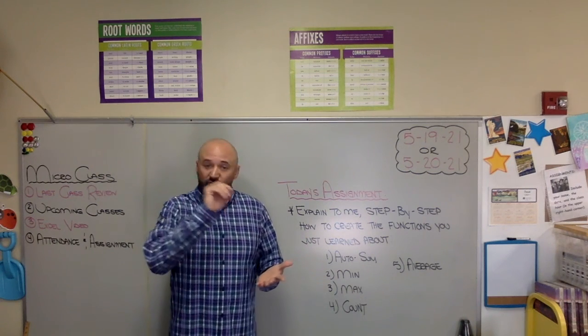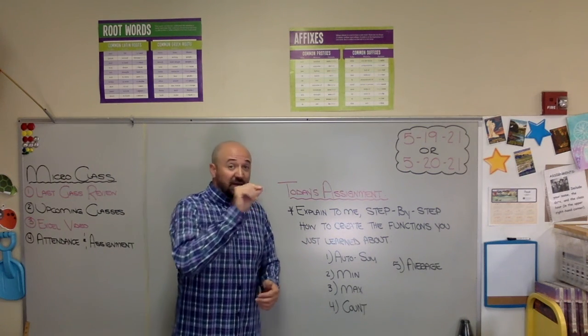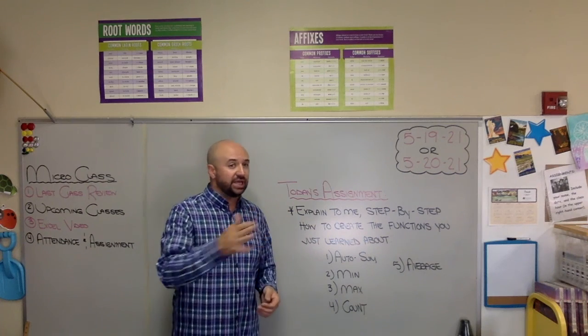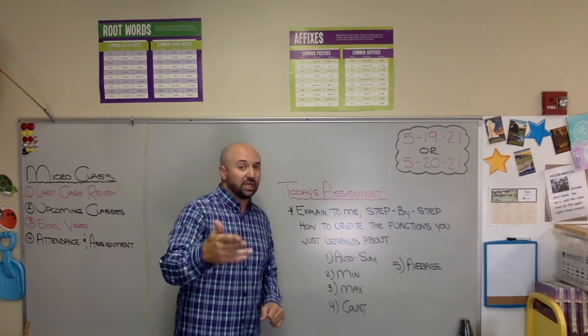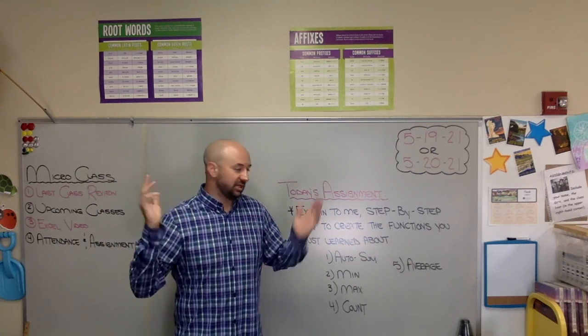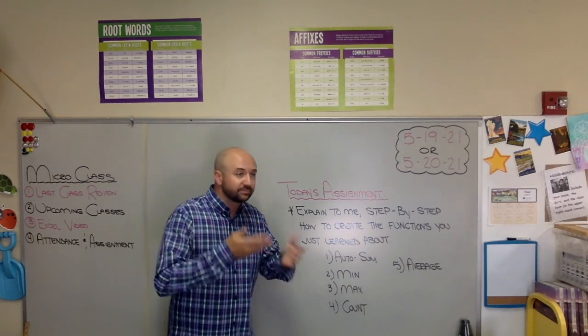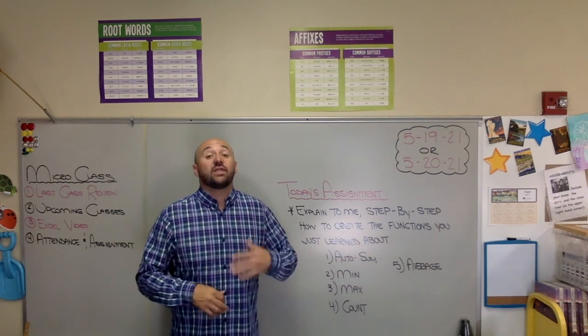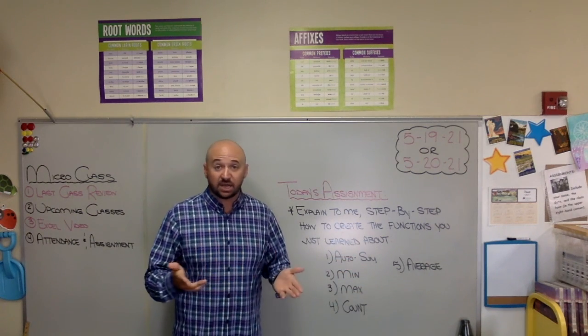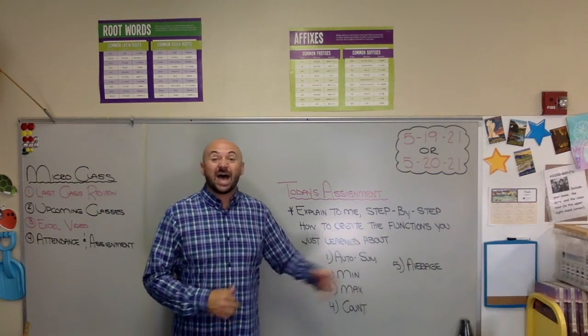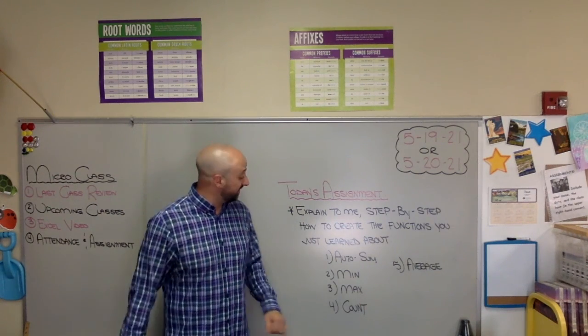So either write it down, type it up. Number 1, AutoSum. First you would do blank. Then you do blank. Then you do what? Done. For the minimum, number 2, first you are going to yada, yada, yada, whatever the first step is. Then you are going to yada, yada, yada. Make sure you have all 5 of them. Make sure you have them completely.